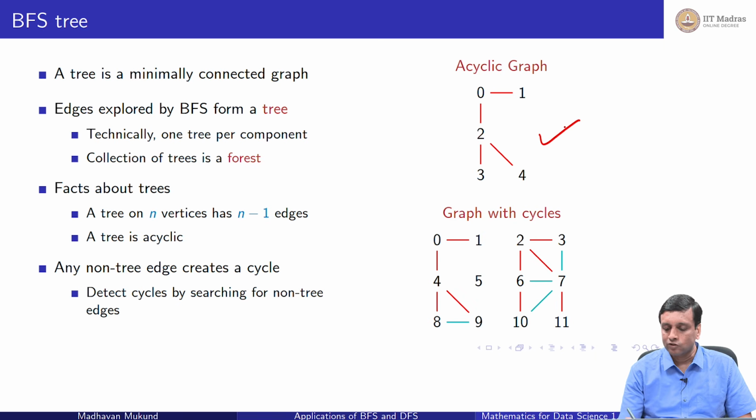So here we have these non-tree edges, so 6-7, 3-7, 7-10 and 8-9, which are not part of the BFS tree that we constructed. So since there is at least one such edge, there must be a cycle. In particular, in this case, both these components have a cycle.